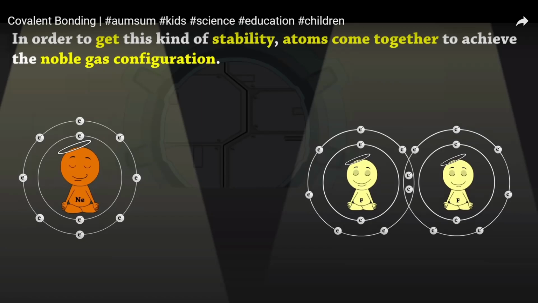Okay, so in order to get this kind of stability, atoms come together to achieve the noble gas configuration. And you see how they're all nice and peaceful now? Everybody's just meditating away, very stable.